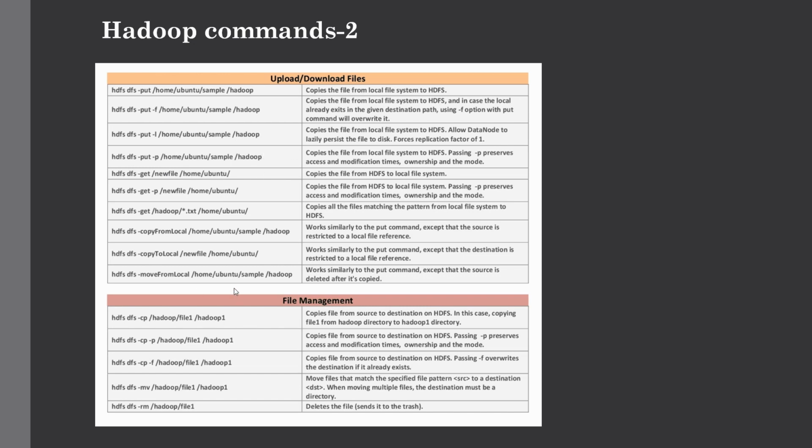And the last ones are for file management. The cp command will copy the file from source to destination on HDFS. So it will transfer the files within the HDFS. Using -p with the cp command will preserve the access and modification times, ownership, and the mode as well. And if we use -f, it will overwrite the destination if that file already exists. Also, we have the mv command for moving the files, and rm for removing or deleting the file.